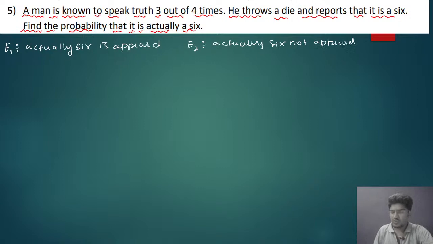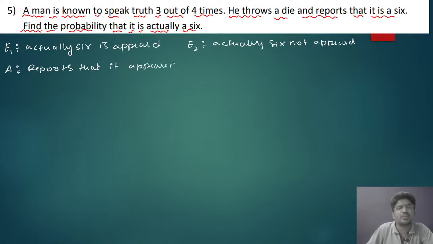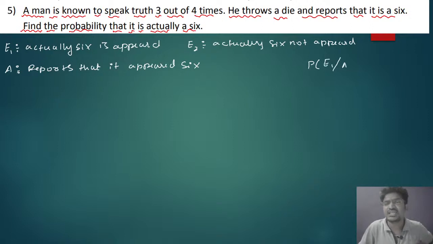Now there will be another event A, that the man reports that it appeared 6. So now the man has reported that it appeared 6. Now we have to calculate, see here what we have to calculate. We have to calculate the probability that it is actually 6, which means E1, and he is telling the truth. This we have to calculate. Are you getting my point?